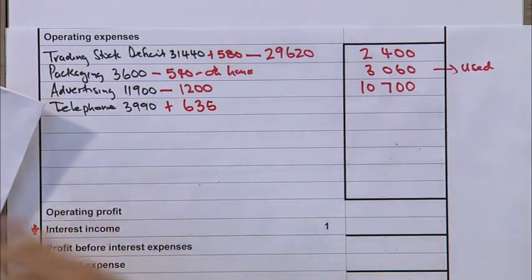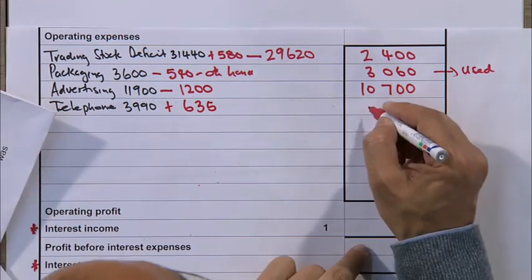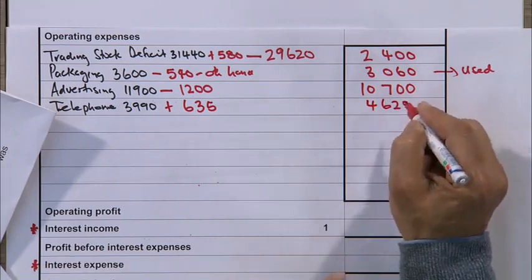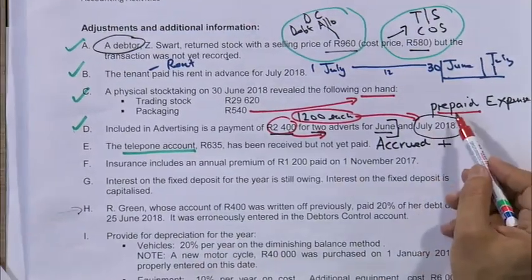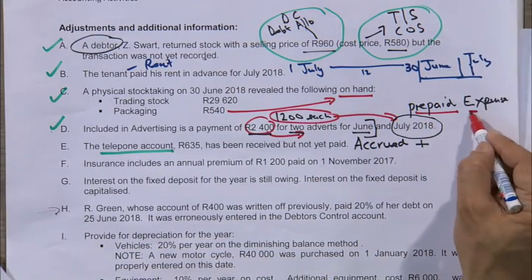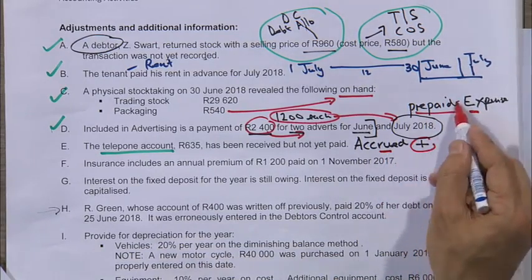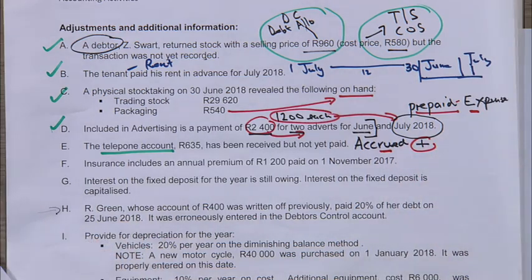And then we'll get a new answer for the telephone. So it'll come to 4,625. Okay. So there you can see the difference between if the item is prepaid, we have to minus, and if the item is accrued, you have to add. Prepaid you have to minus, accrued you have to add. Okay. Let's just tick off adjustment E.